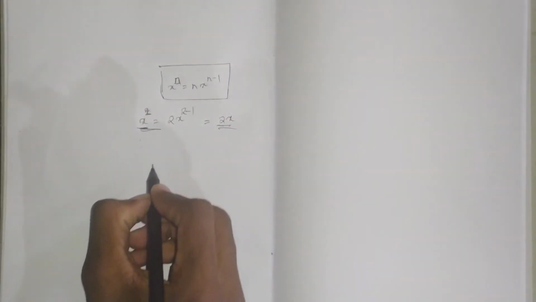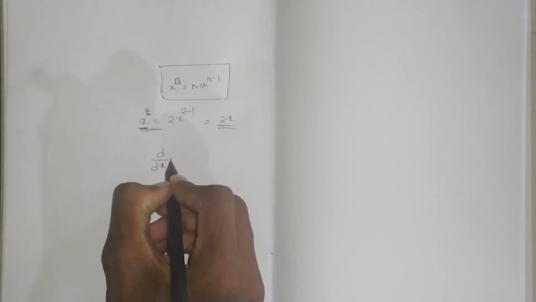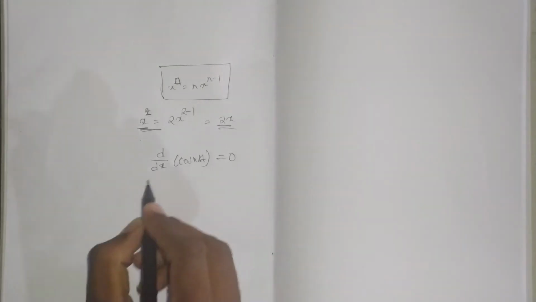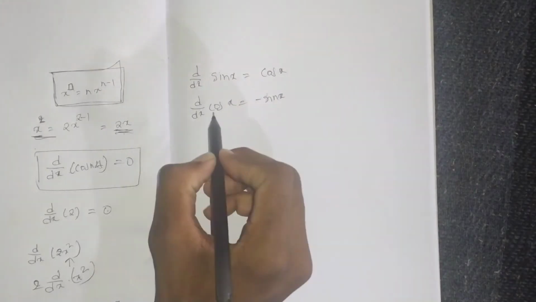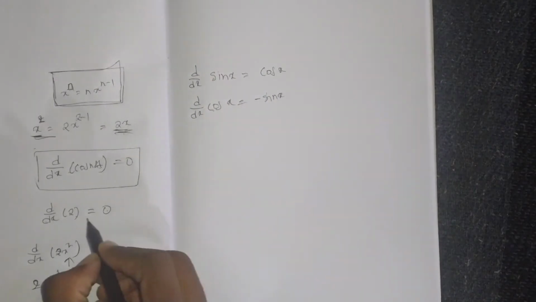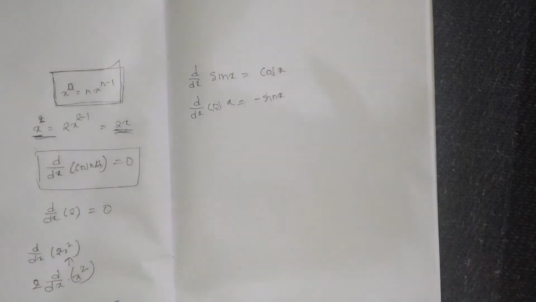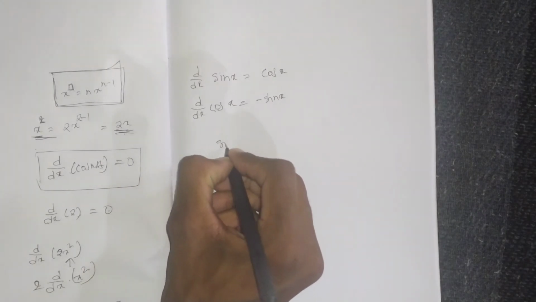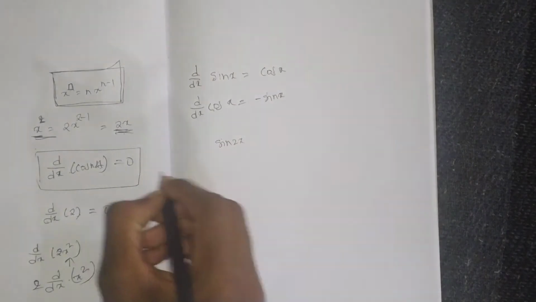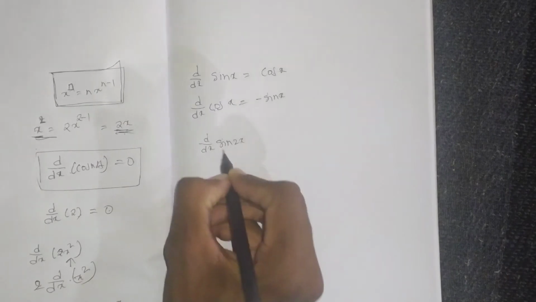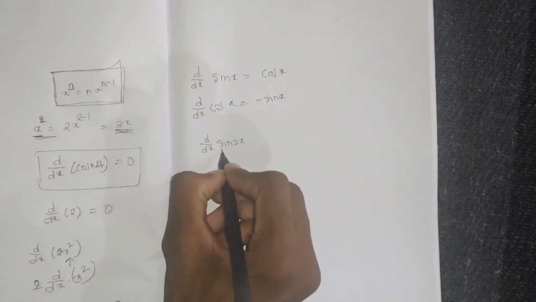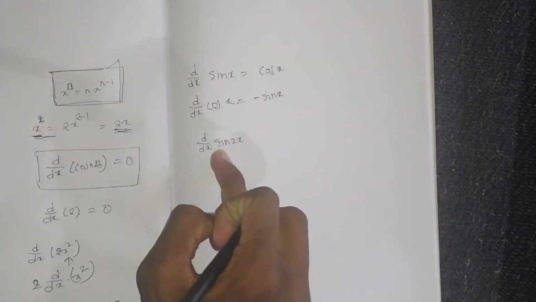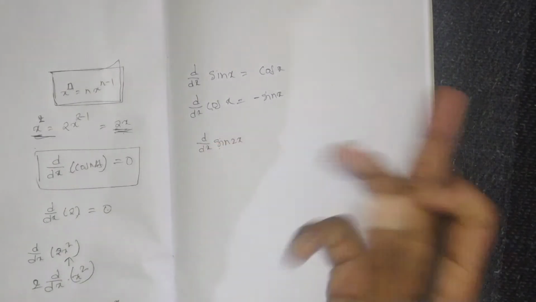Now we also know that d by dx of a constant, the differentiation of a constant, is equal to 0. We also know the differentiation of sin x and the differentiation of cos x. Now my question is, what is the differentiation of sin 2x? We know the differentiation of sin x, and the differentiation of 2 is equal to 0.